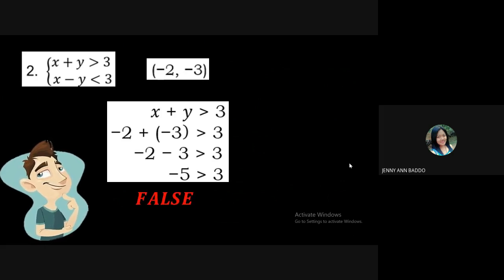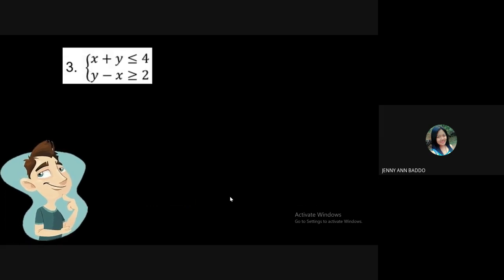Of course, it's a false statement. Now, since we arrived at a false statement, that means we can conclude that the given point does not satisfy the given system of linear inequalities. Next, we have the third example.